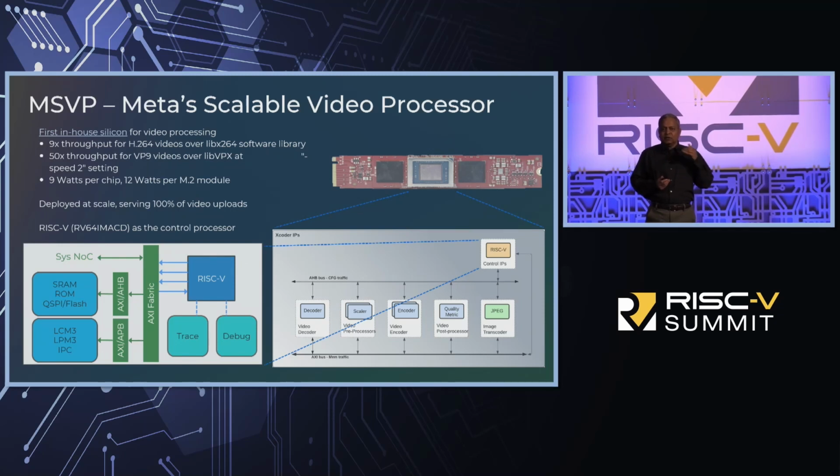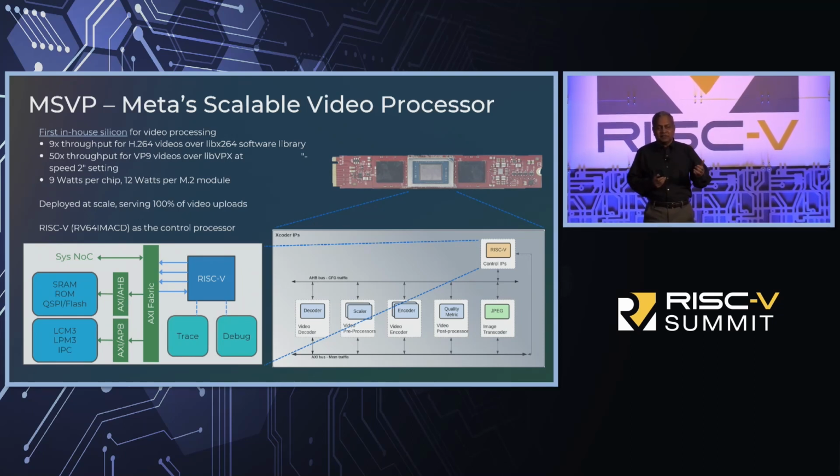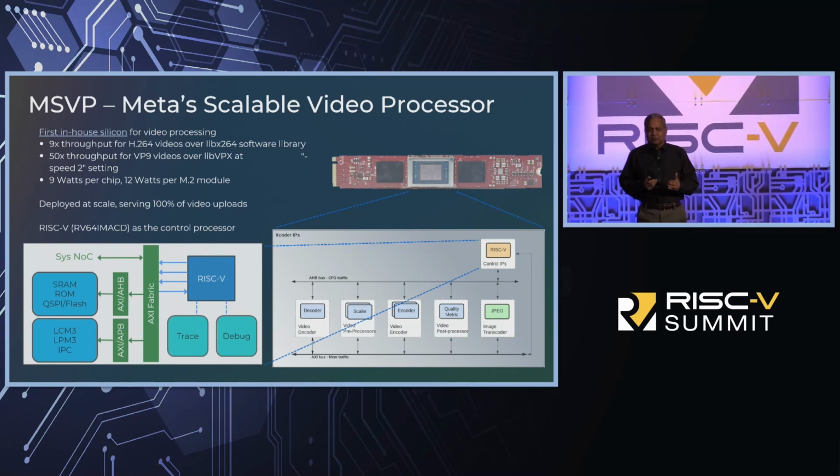That means what we were doing on the CPUs earlier, we probably would have replaced 85% of them with these accelerators. So we use only 15% of those CPUs to realize these workloads with this accelerator in place on the server. And this is like a 9x throughput for H.264 videos over libx running on typical CPUs as software. And then it also has a 50x throughput for VP9 videos. And then it's just 9 watts per chip, 12 watts per M.2 module. The M.2 module is what we use on our servers to plug into a PCIe compliant device.